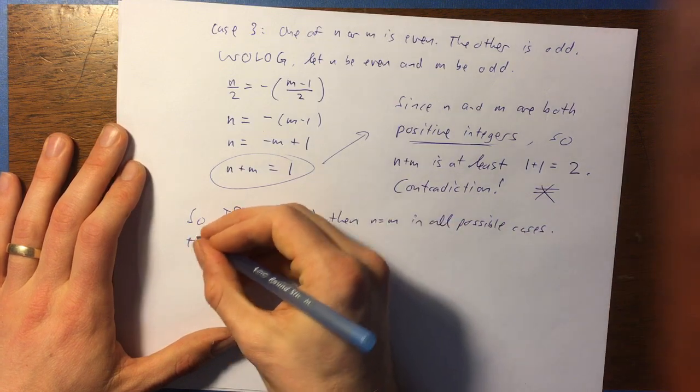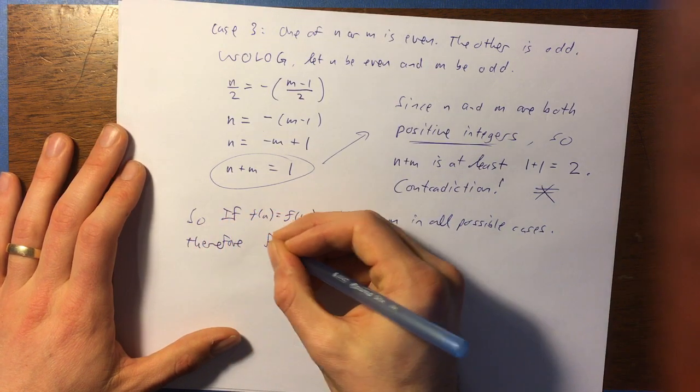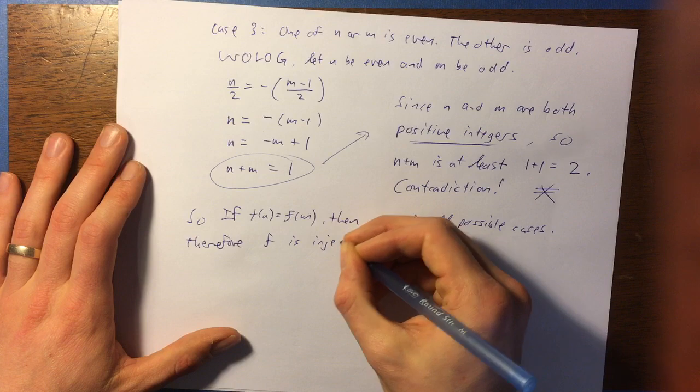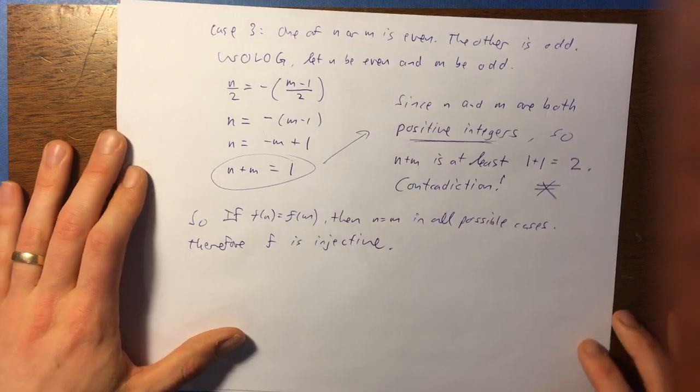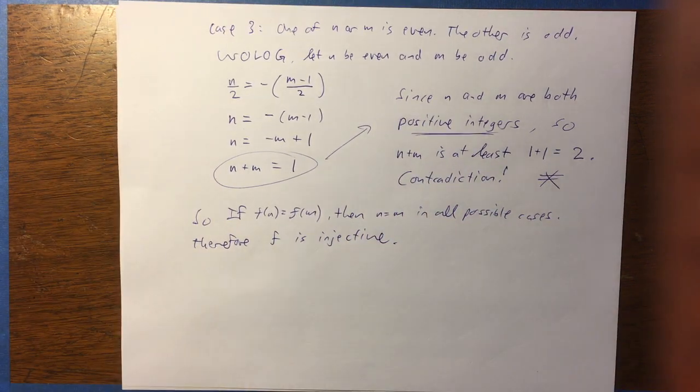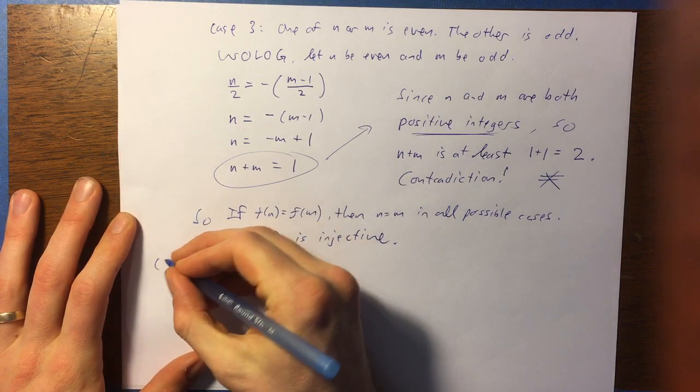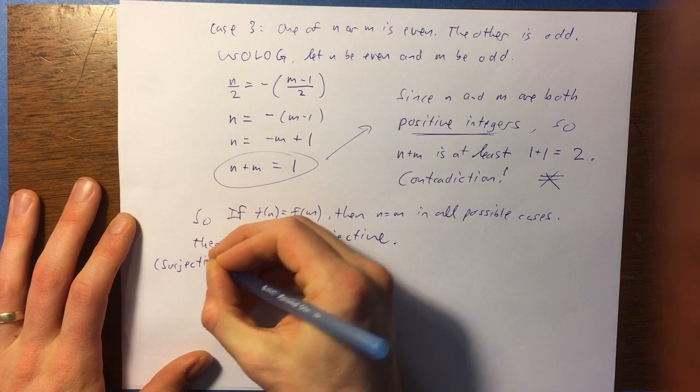And therefore f is injective. All right, so that's half of our proof. We've proven that it's an injective, one-to-one function. Now let's try to prove surjective.